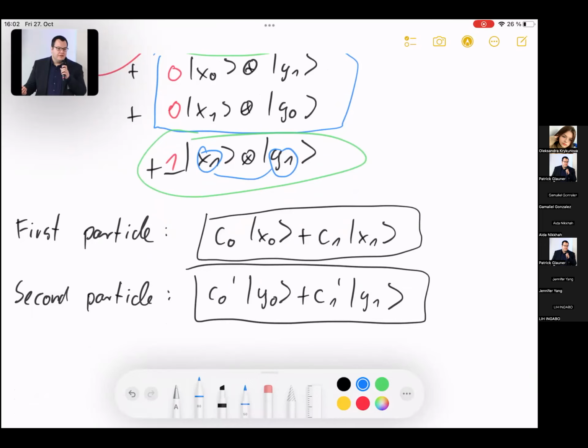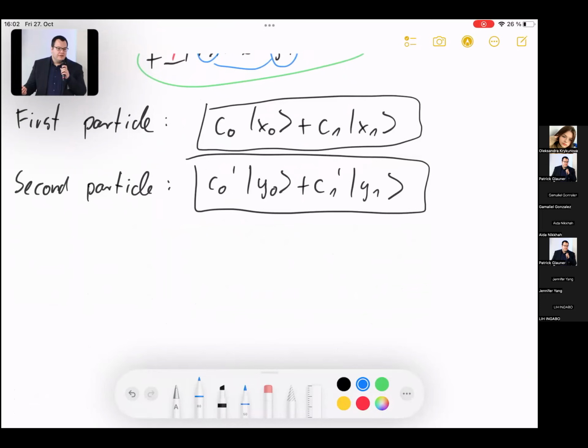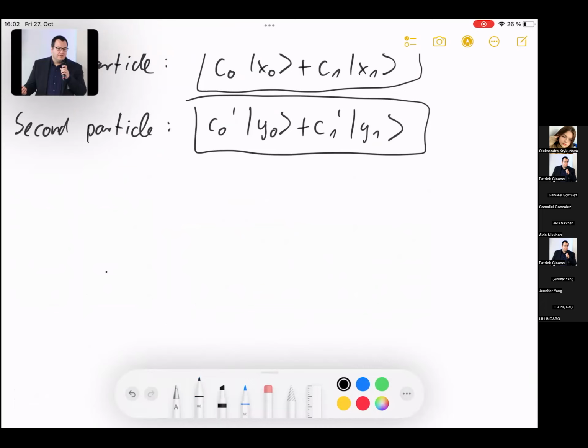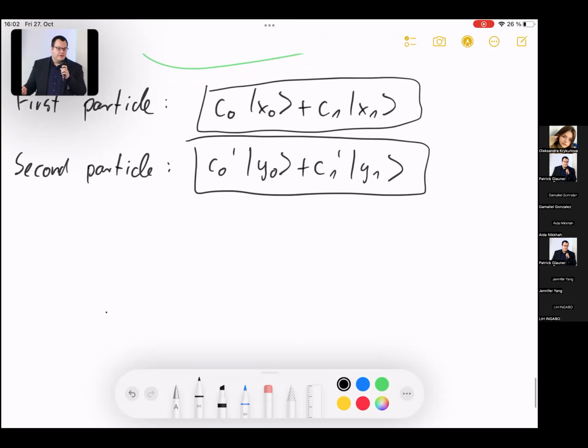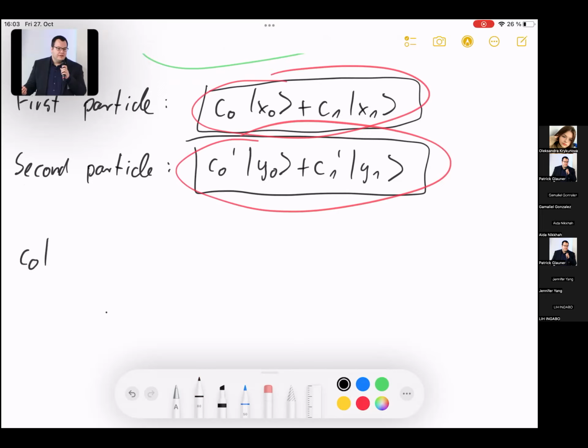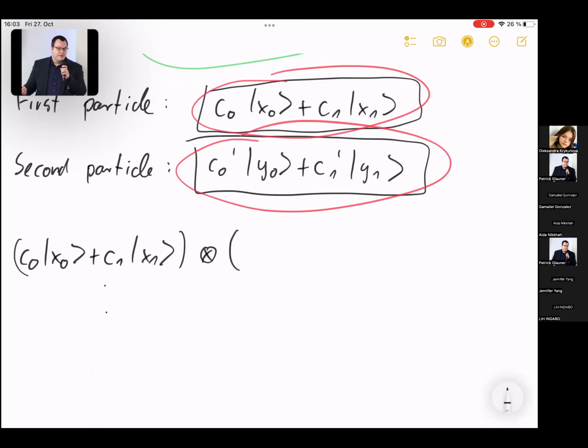And now we want to describe such a state, and I'll write it down and then I'll explain it. So we have a state from the first system, and from the second system there. I have my complex amplitude C0 x0 ket plus C1 times x1 ket, and we take the tensor product with a state from the second system, so C0 prime times y0 ket plus C1 prime times y1 ket. And we can try to write this out now. You're all familiar with the tensor product.